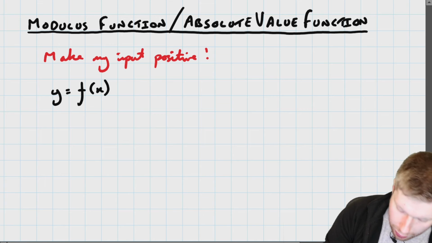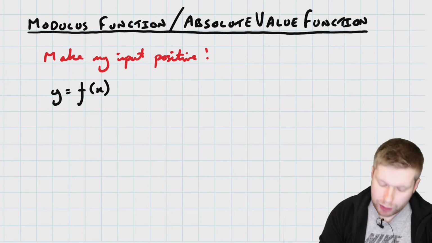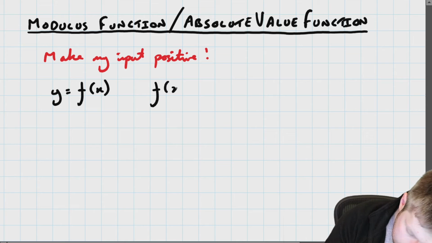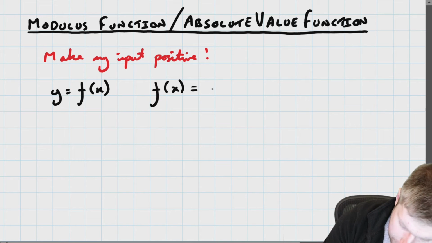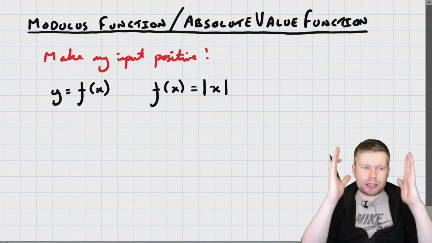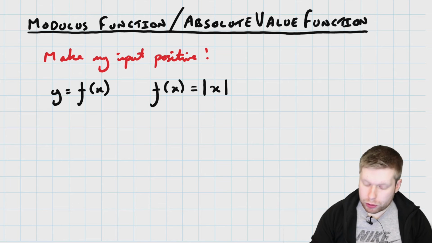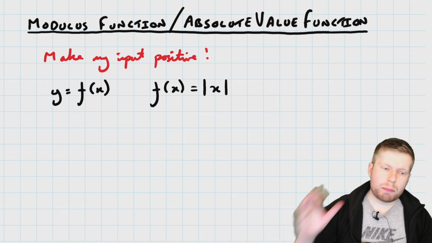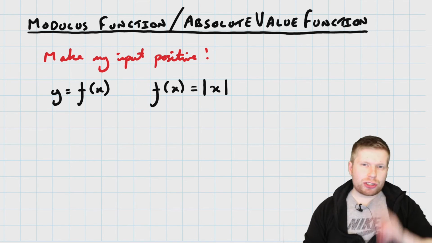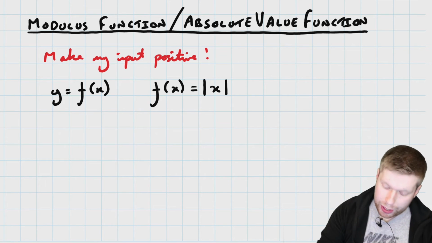The way I would say make my value positive, the notation we use for the modulus or the absolute value function, is simply this. My function is quite simply take x and make it positive. You see these vertical lines each side of my input, that is simply the absolute value function. It just simply says make it positive. Now, there are 3 ways that we can think about this function, and I'm going to give you all 3.